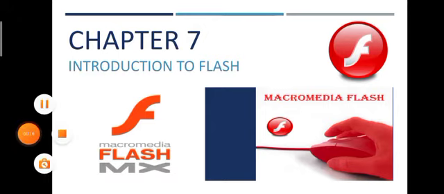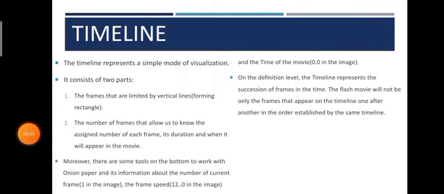Okay. So what is a timeline? The timeline represents a simple mode of visualization. It consists of two parts, that is the frames that are limited by vertical lines, forming rectangles. The number of frames allows us to know the assigned number of each frame, its duration, and when it will appear in the movie.